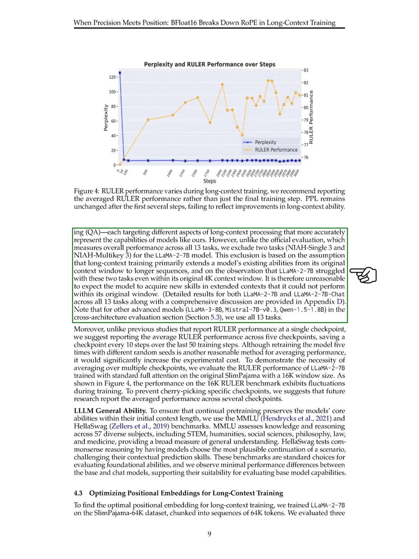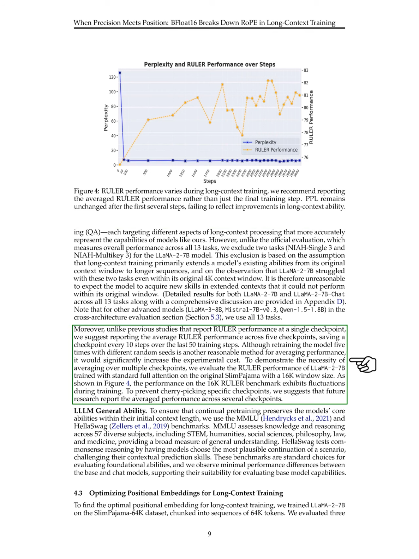However, we exclude two tasks for the Llama 2-7B model based on its struggles with these tasks in its original context window, as we believe it is unreasonable to expect the model to perform better in extended contexts. For other advanced models, we use all tasks in the RULER benchmark. We recommend reporting the average RULER performance across 5 checkpoints to provide a more reliable assessment, rather than relying on a single checkpoint. This approach helps avoid cherry-picking specific results.